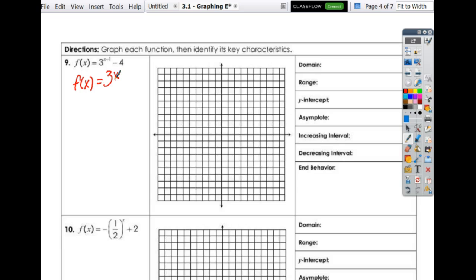Boys, no. So I write down the parent function.